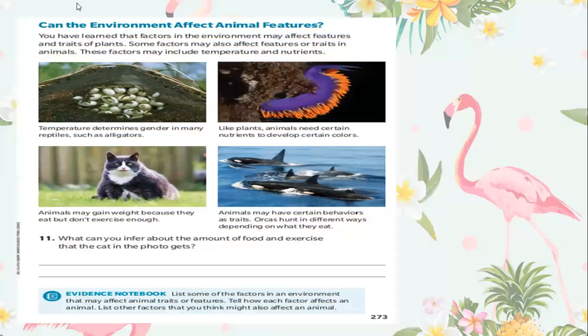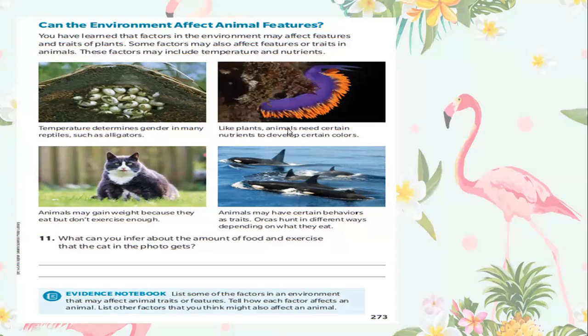In page 273, we have eggs, and temperature determines gender, and gender means type, boy or girl. In many reptiles, such as alligators, high temperature gives boys only. In winter, boys and girls.